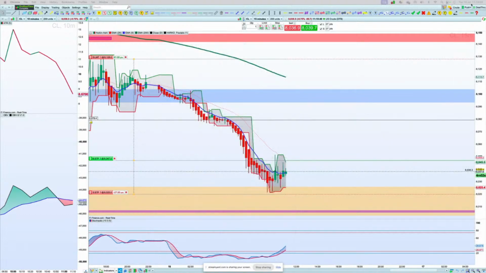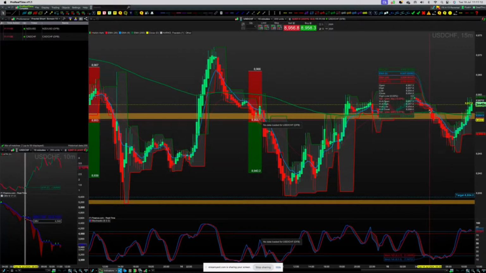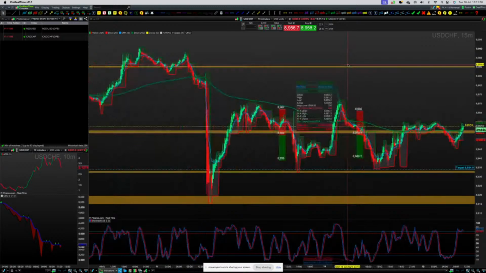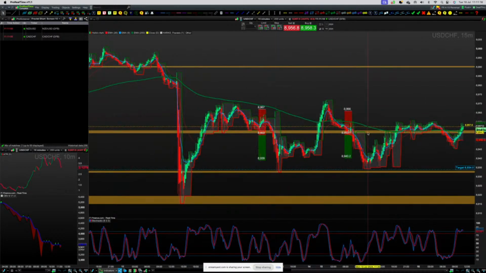So what else? This morning we were looking at USD crude. Let's have a quick look at what we were doing with USD crude. We've traded this, that's USD Swiss. We've had 2 trades out of that, 2 out of 2 on that one.